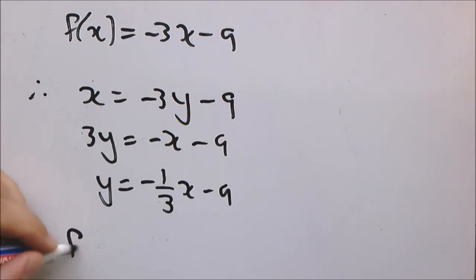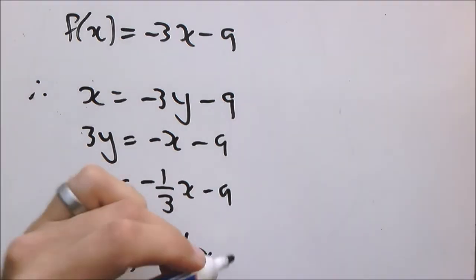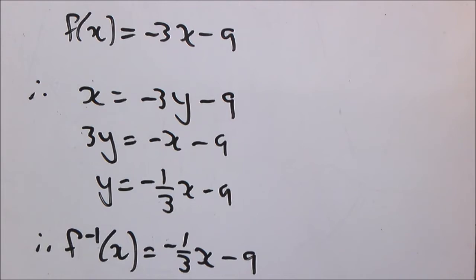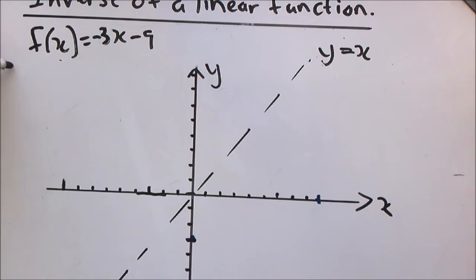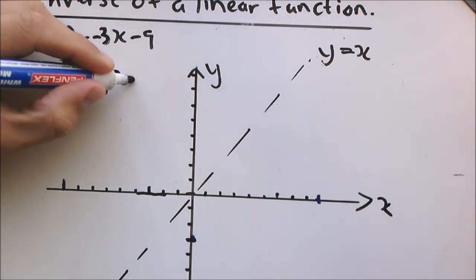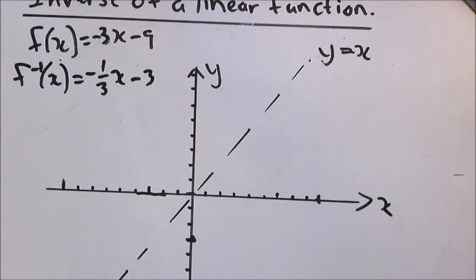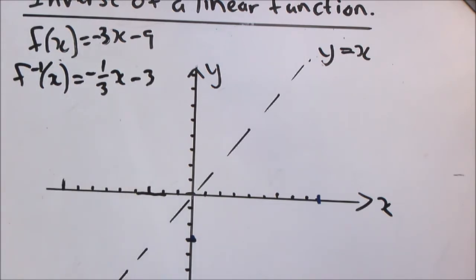Therefore, the inverse function is minus a third x minus 3. Just for reference sake, I'm going to write down the inverse here at the top as well. Please note that that's a 3, not a 9, because the 9 was divided by 3, therefore it's a negative 3.